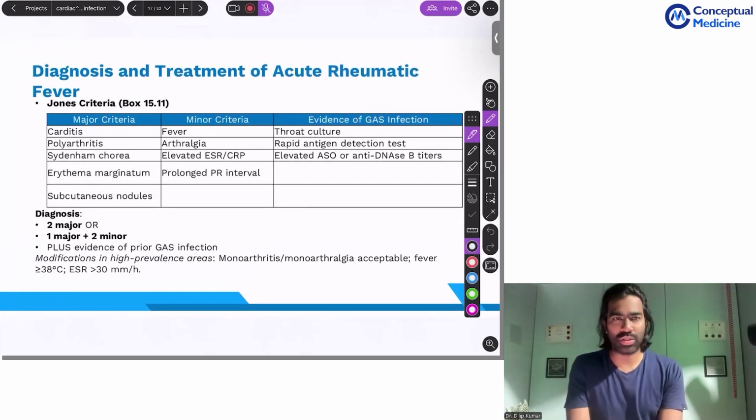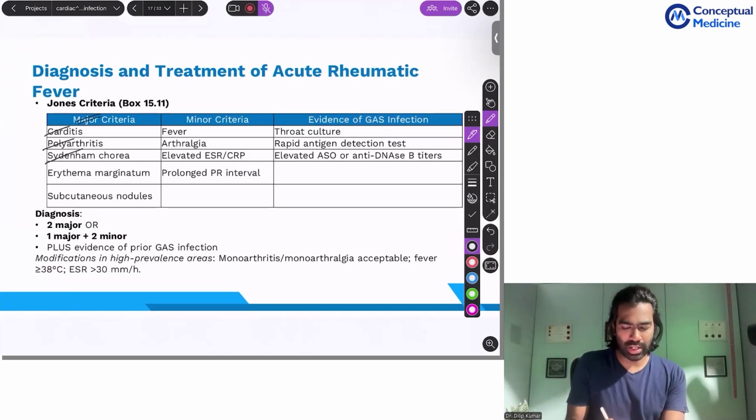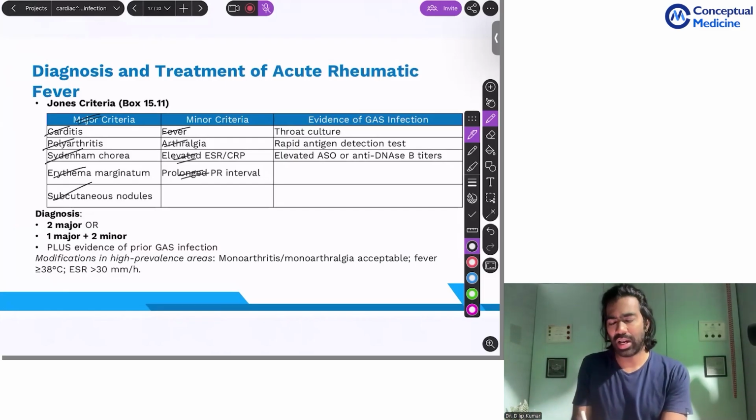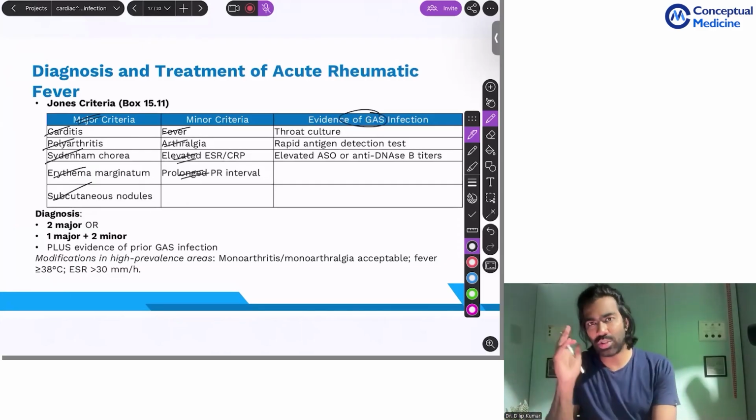Okay, so this is the Jones criteria, right? We have talked about the major criteria already. So we're going to have carditis, polyarthritis, chorea, erythema marginatum, and subcutaneous nodules. And we have the minor criteria like fever, arthralgia, which can be mono or polyarthralgia, elevated ESR and/or CRP, and prolonged PR interval.